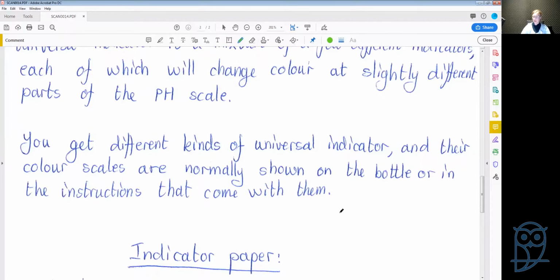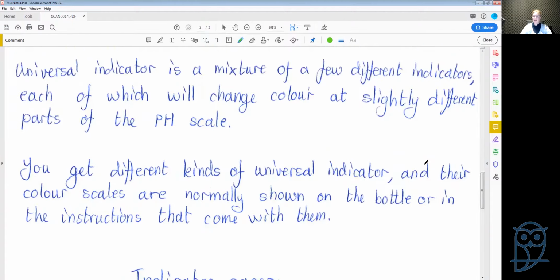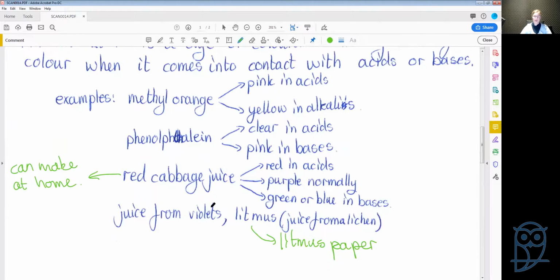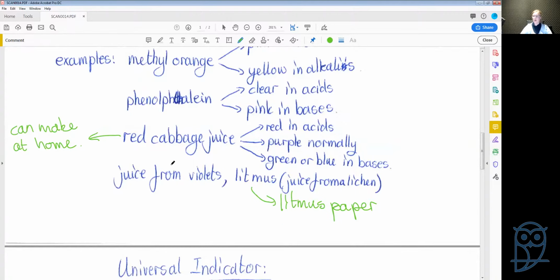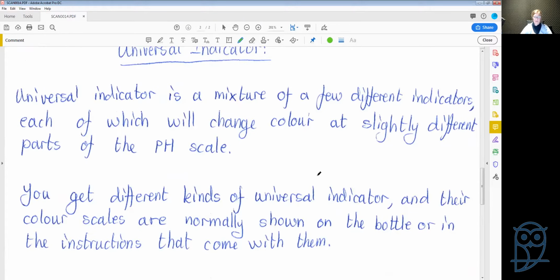So you get different kinds of universal indicator, and their color scales are shown on the bottle or in the instructions that come with them. Red cabbage can be used sort of as a universal indicator, and I will show you guys a video about that in a bit.